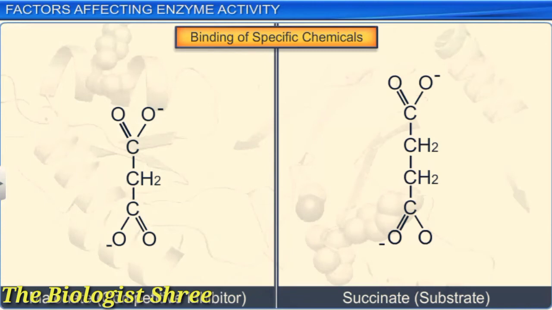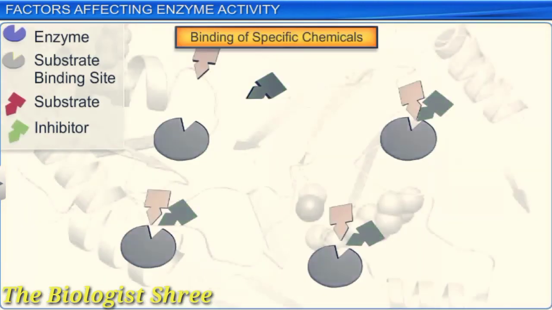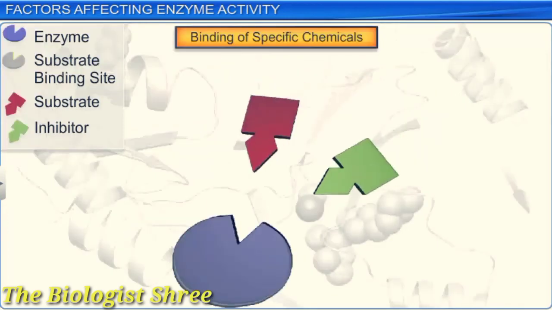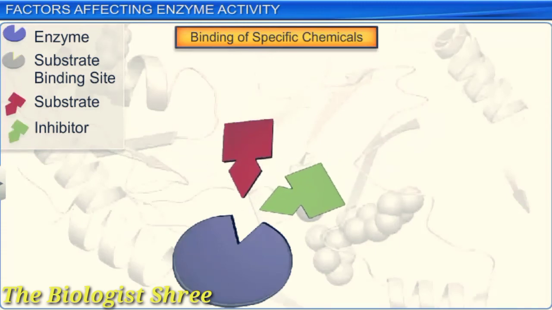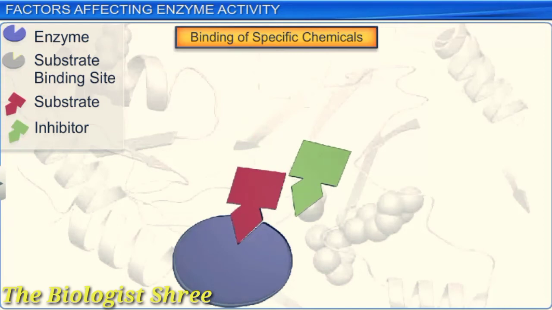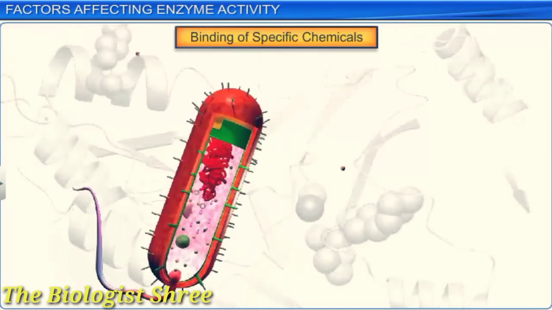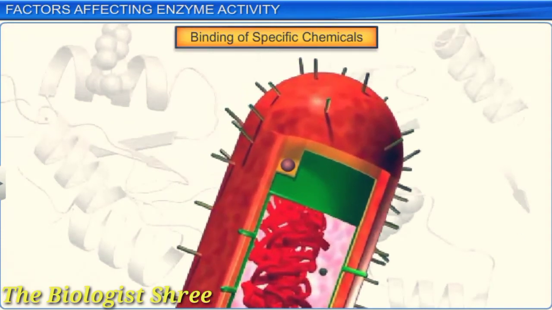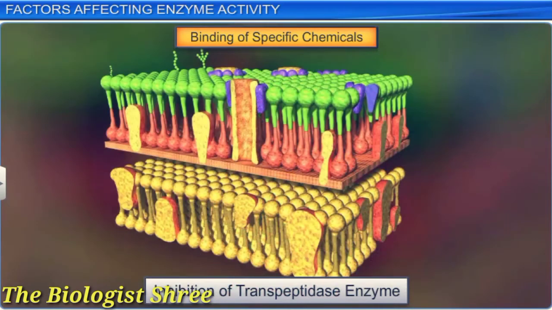Since this inhibitor is structurally similar to the substrate, it competes with the substrate for the substrate binding site of the enzyme. As a result, the substrate cannot bind and enzyme action is reduced. For example, penicillin binds at the active site and inhibits the transpeptidase enzyme that cross-links the peptidoglycan strand to form the bacterial cell wall.